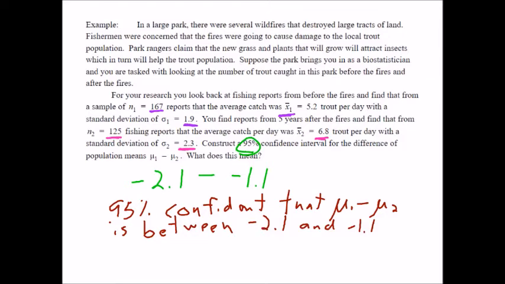Now, going back to what I just spoke about, because both of these are negative, we are 95% confident that mu1 is less than mu2, which means that we can be 95% confident that the fishing before the fire was worse than the fishing after the fire, because mu1 would have to be less, or 95% sure that it would be less. So that's something we can use to check the population of trout.